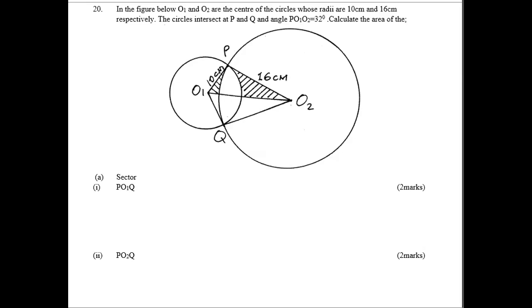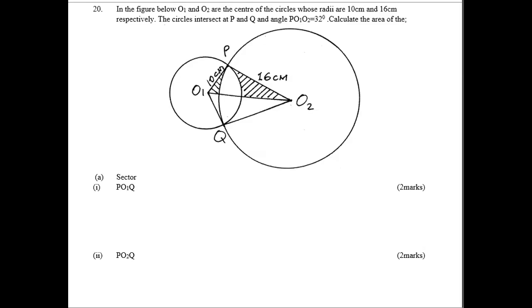Now, away from that, I want us to observe this diagram. We are told that the two circles: one with center O1, which is the smaller one, and the bigger one with center O2. The radius of the smaller circle is 10. The radius of the bigger circle is 16. They're asking us, first of all, to calculate the sector PO1Q and then the sector PO2Q.